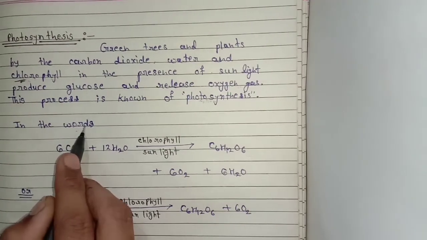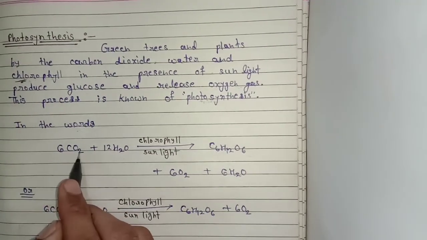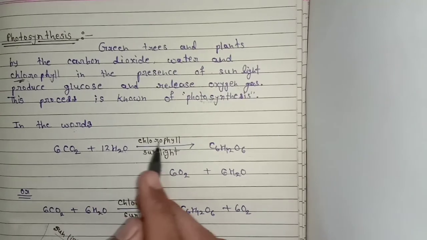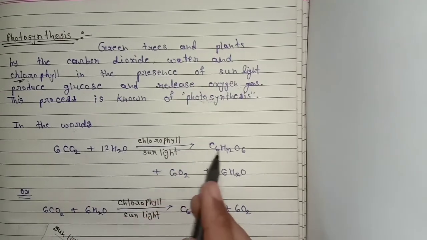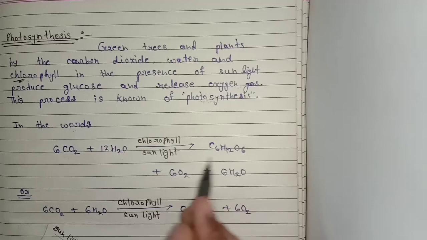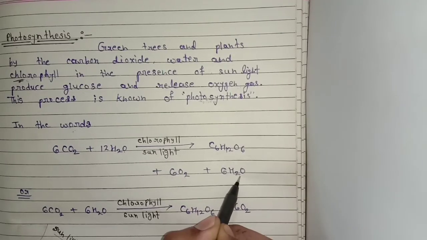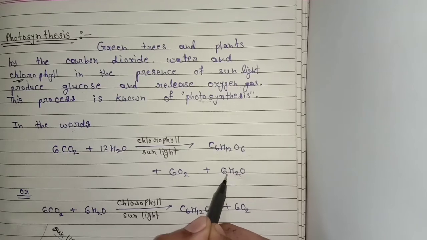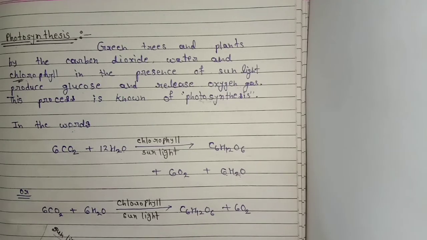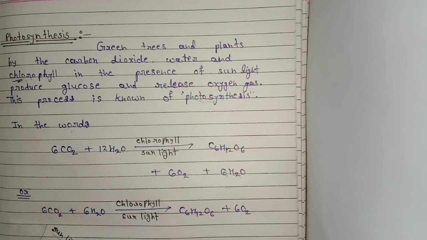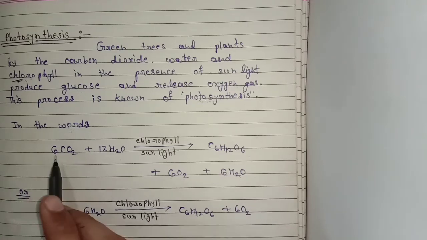Okay, in words, that is to say, 6 CO2 plus 12 H2O, with chlorophyll and sunlight, gives C6H12O6 plus 6 O2 plus 6 H2O. Okay. So before we understand this particular equation, let's understand the definition of photosynthesis along with this equation.